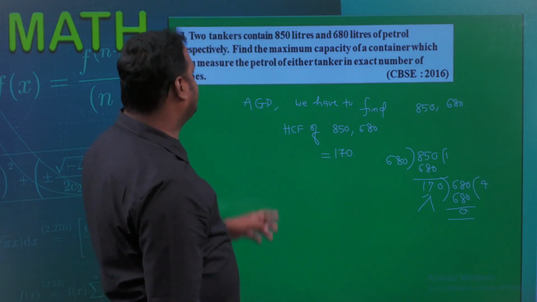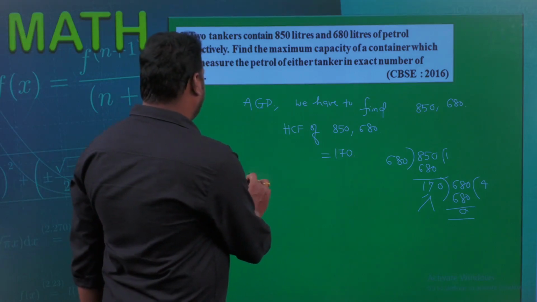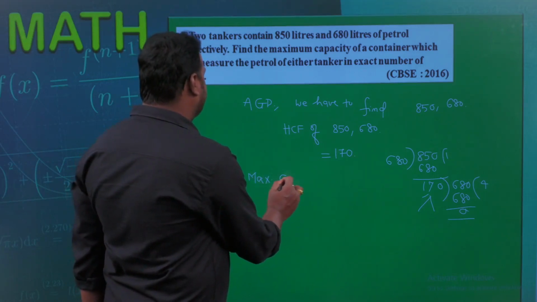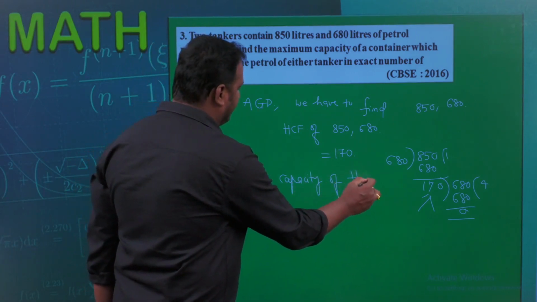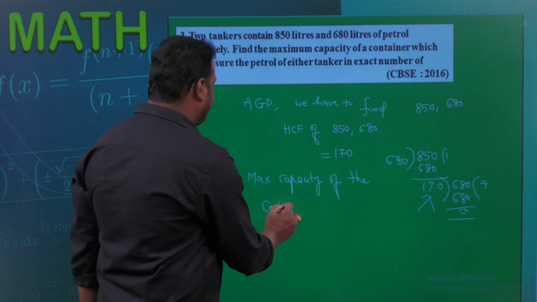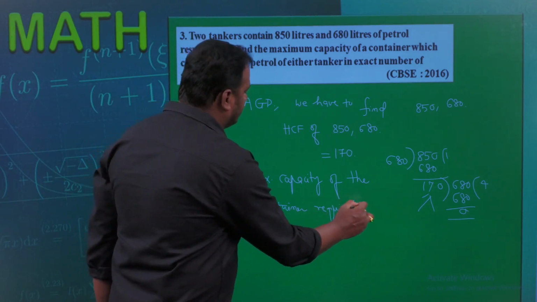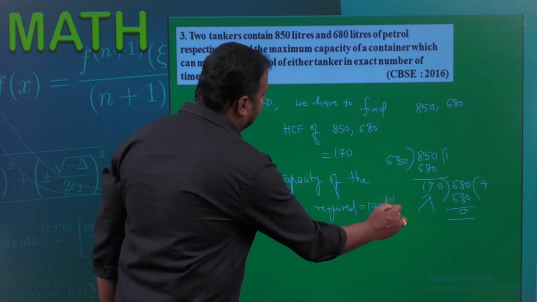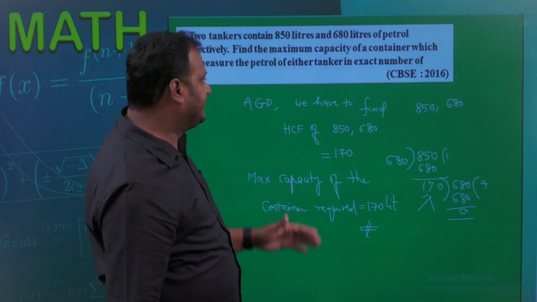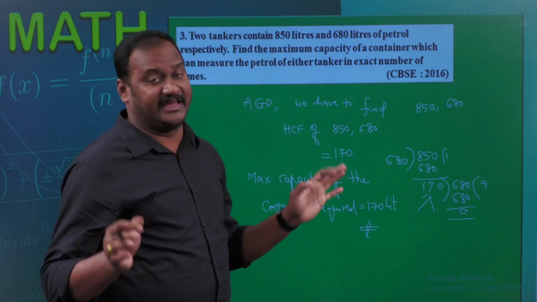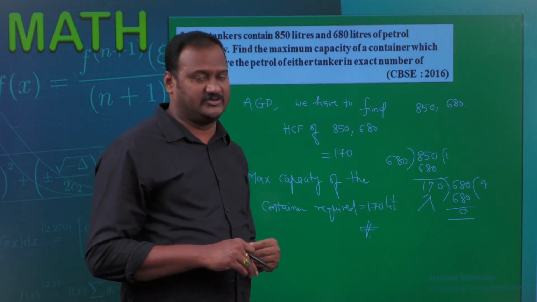So according to the problem, the maximum capacity of the container required is equal to 170 liters. With the help of this 170 liter container, we can easily measure both of them exactly. Understand? So in this kind of case, you need to find the HCF of the given two numbers.